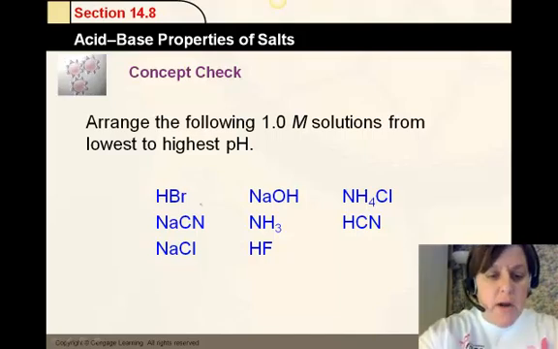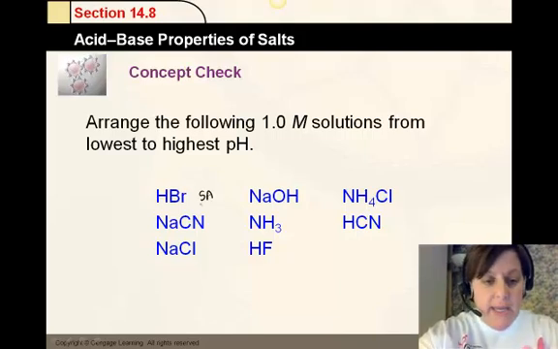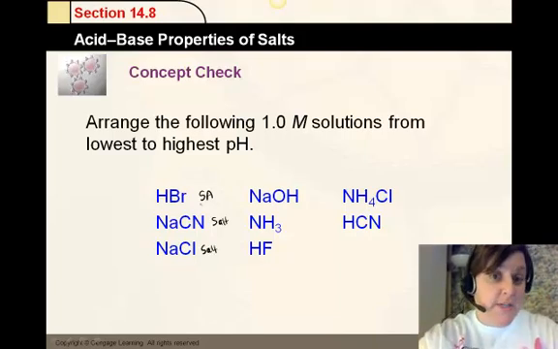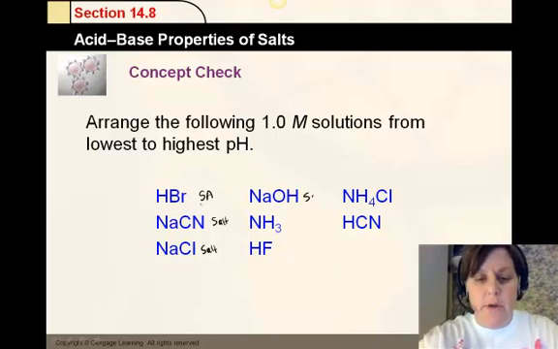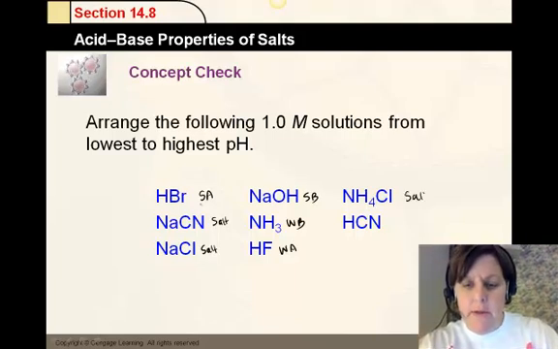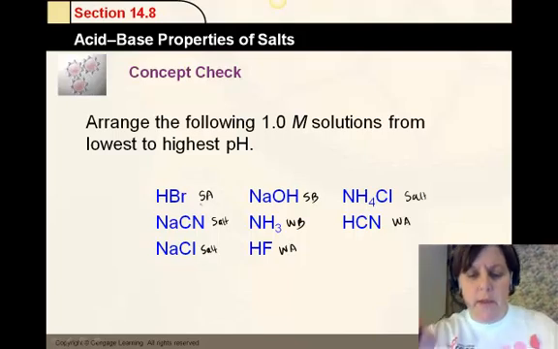Alright, HBr I know is a strong acid. And NaCN is a salt. NaCl is a salt. I also know that has a pH of 7. NaOH is a strong base. This is a weak base. HF is a weak acid. Ammonium chloride is a salt. And HCN is a weak acid. Alright.